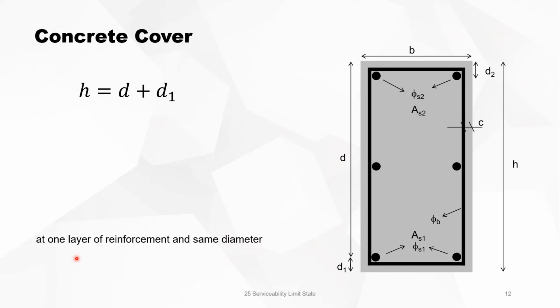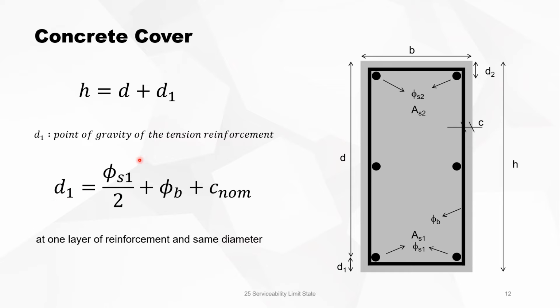This is of course for one layer of reinforcement using the same diameter. The total depth is then the effective depth that we have calculated, this can be, for instance, the optimum, plus d1, the point of gravity of the tension reinforcement. If it's the same diameter and one layer of reinforcement, then d1 is phi divided by 2 plus the diameter of the stirrup and plus the nominal cover, the concrete cover.